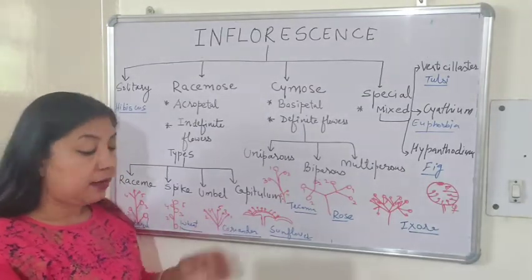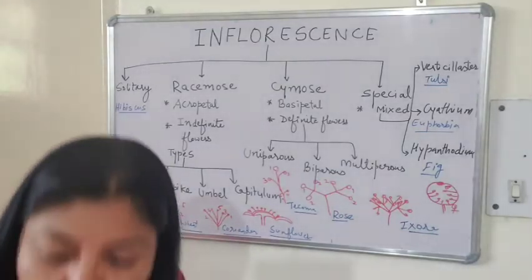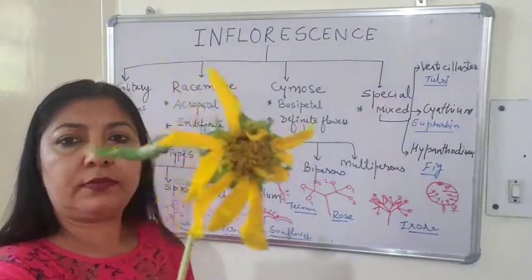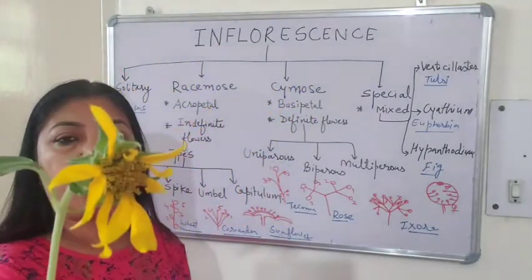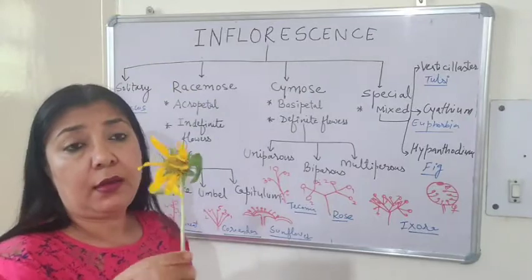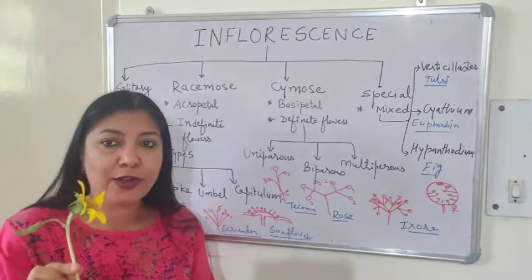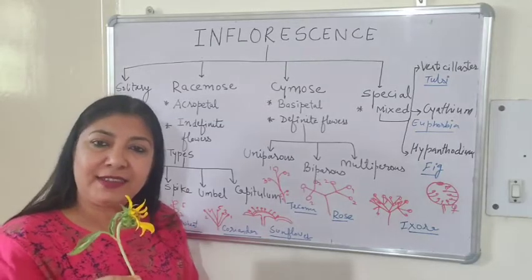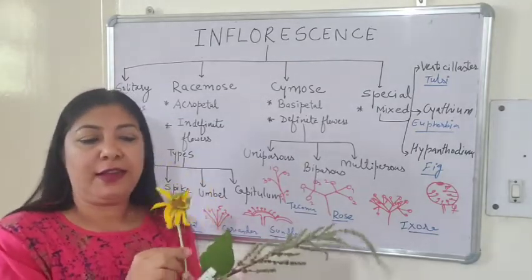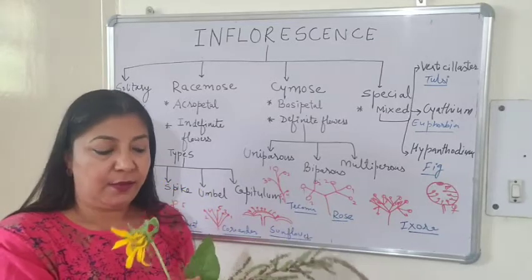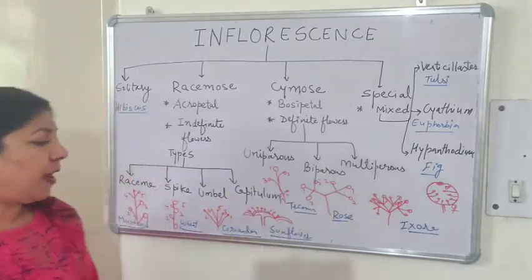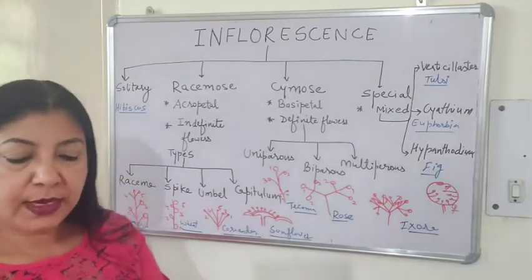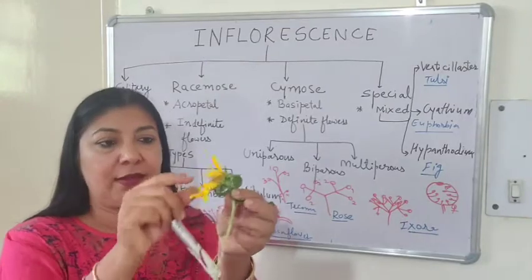Then there is capitulum. If I show you this, what is it? This is a sunflower. But do you know, sunflower is not a flower. So what is it? It's an inflorescence. It's not a single flower because it has got so many flowers. See, all these are flowers. Even you can say it's a bouquet of flowers.